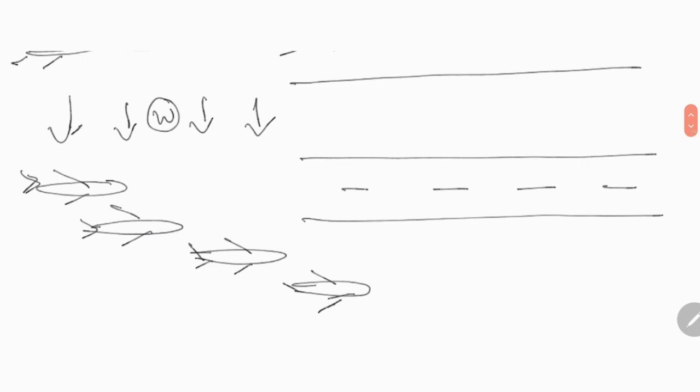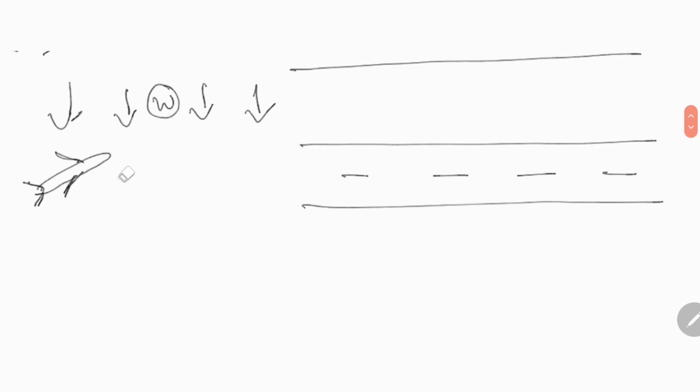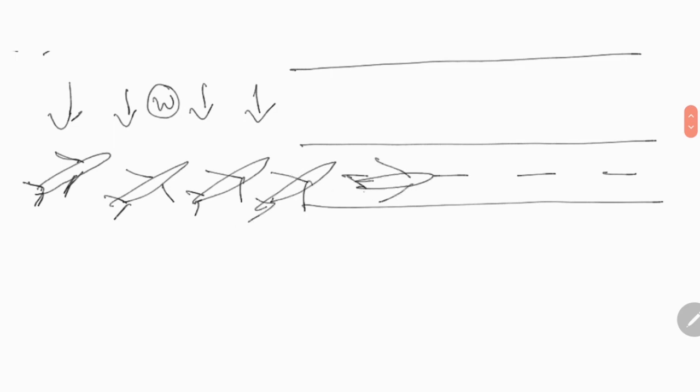So what should the pilot do? The pilot will have to point the nose of the plane in this direction, right? He'll have to point the nose in this direction so that the plane cannot be pushed away, and just before touchdown the pilot straightens the plane.